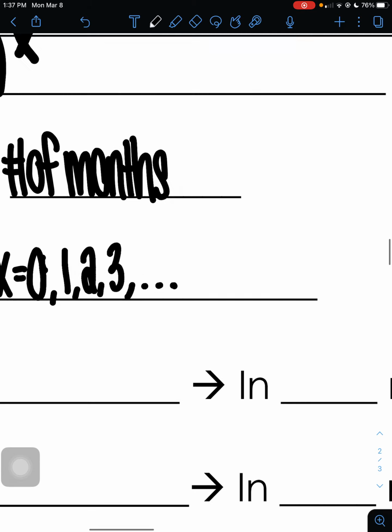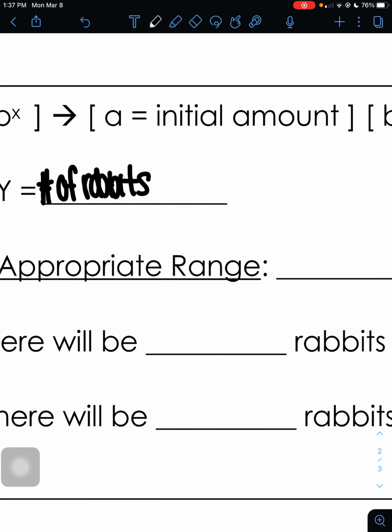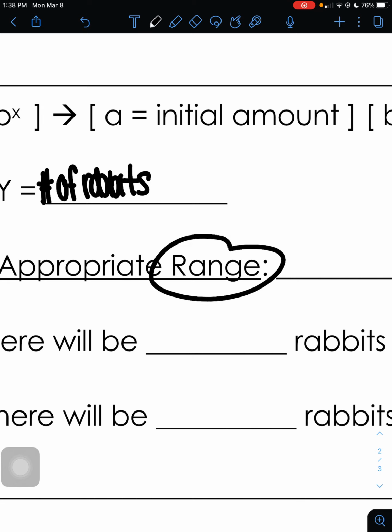Then I want to figure out what's my range, an appropriate range. So I know that range, for this question, Y refers to the number of rabbits. An appropriate range, I know range refers to the Y value. So they want me to figure out what's an appropriate number for the rabbit populations. So what's an appropriate boundary?